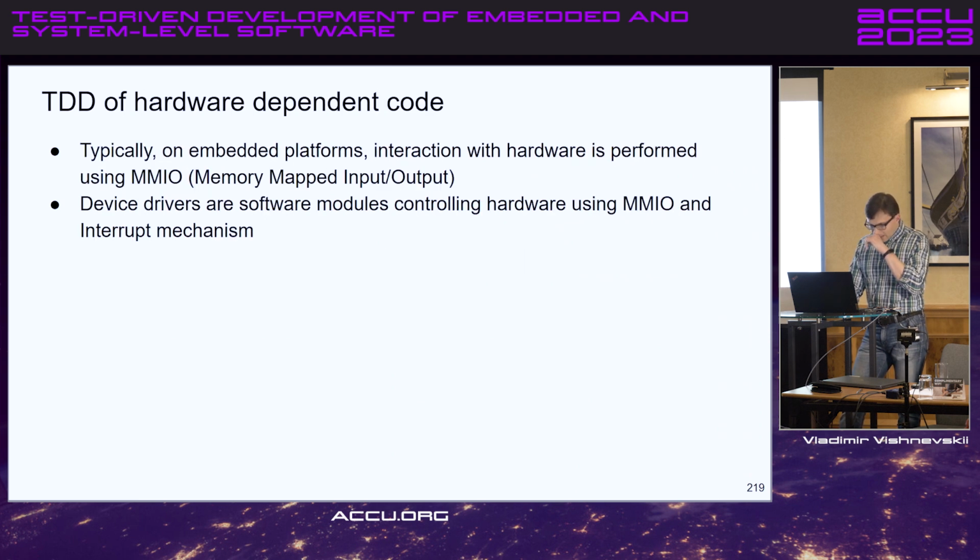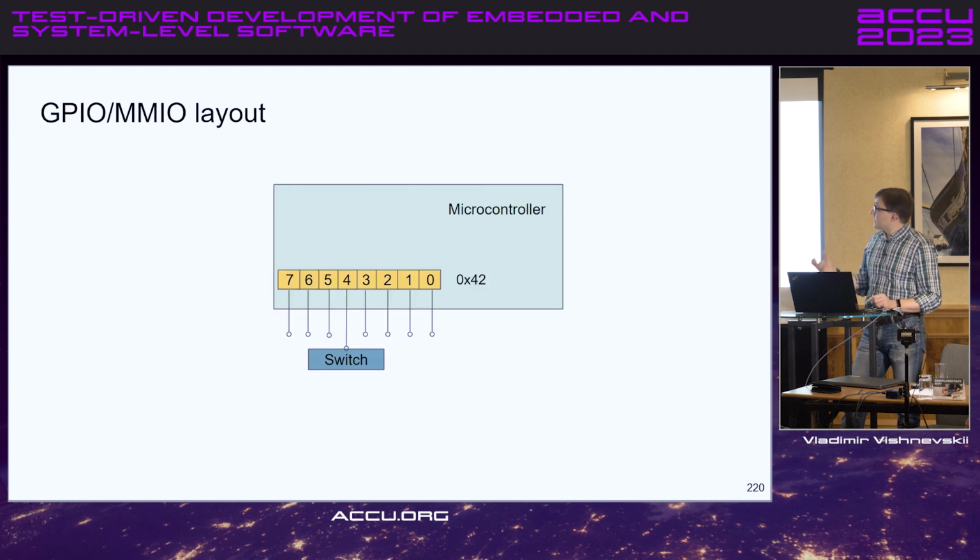Now, TDD of hardware-dependent code. Let's shortly look at our layout. When we are talking about dependency on the hardware, what is it? In embedded, typically, we have those pins on the microcontroller, and those pins can be wired on the board. So, my advanced illustration skills. We can use one line to connect to some peripheral, so those lines can be connected to peripheral devices.